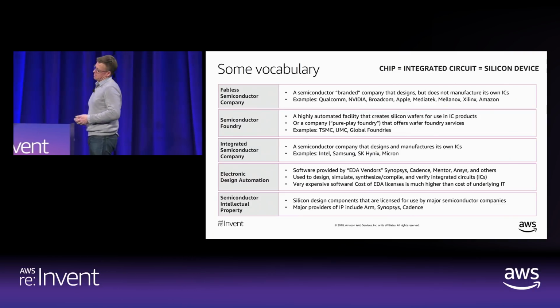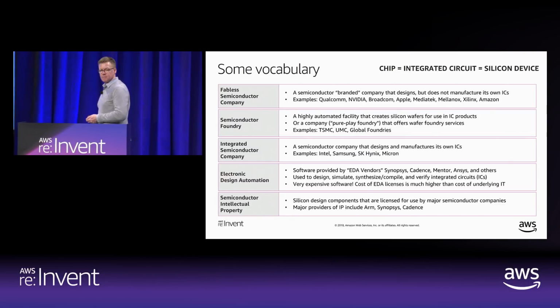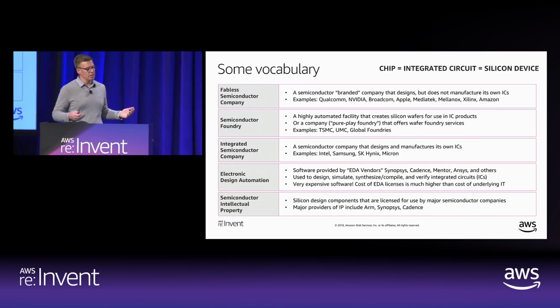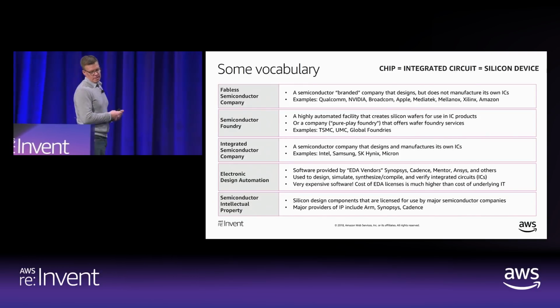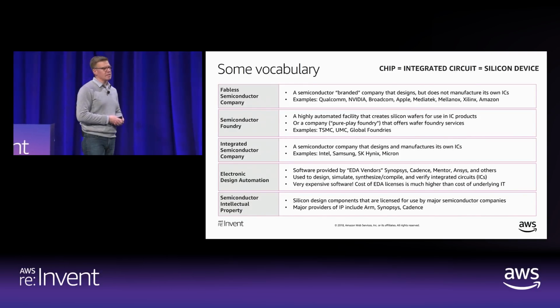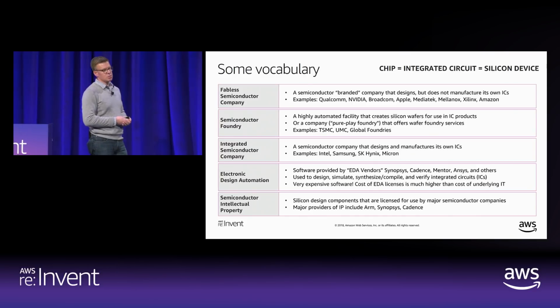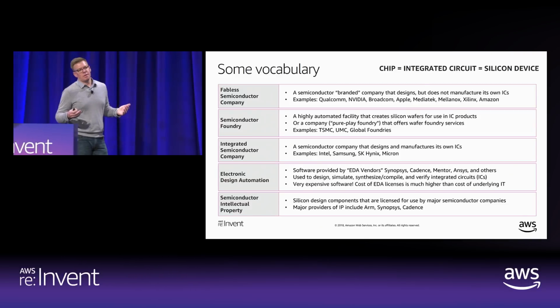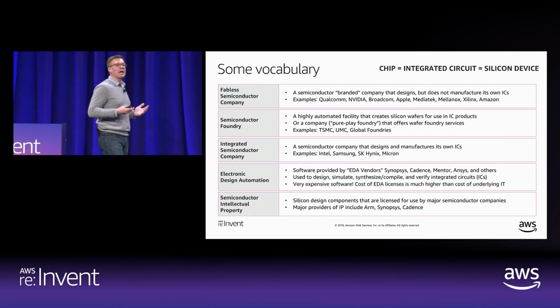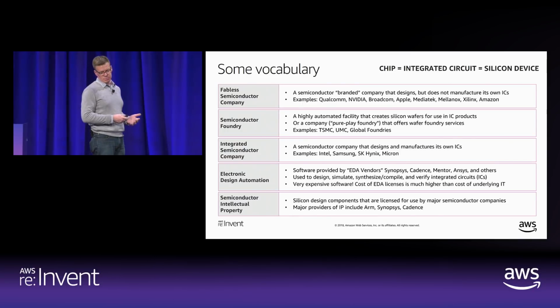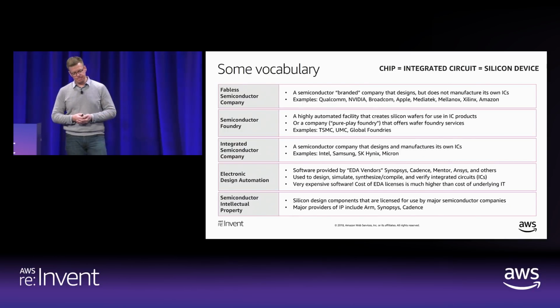Next is the integrated semiconductor company. This is more like the big companies that have fabs: Intel, used to be AMD. And then you've got electronic design automation, what we call EDA. This is the software, the synthesis, the tools and the infrastructure that allow you to develop these chips and allow you to develop the silicon.